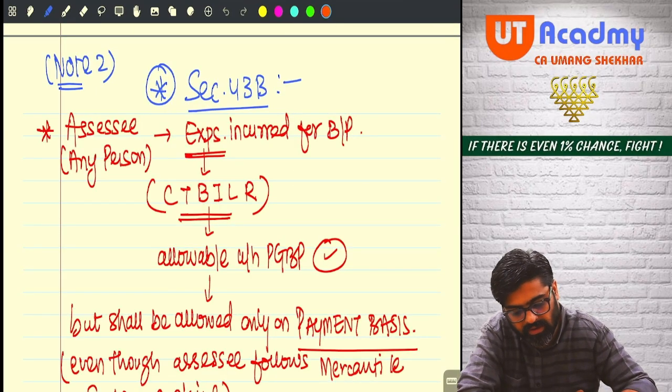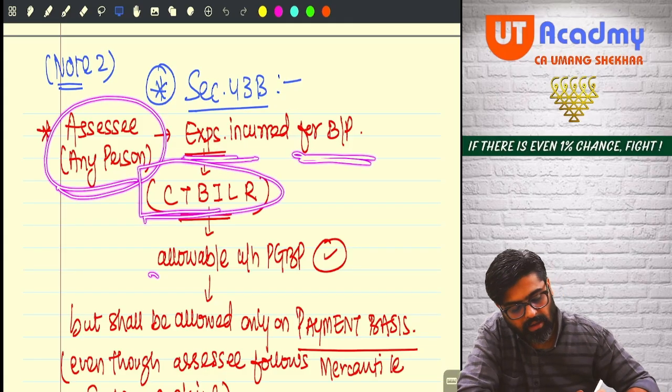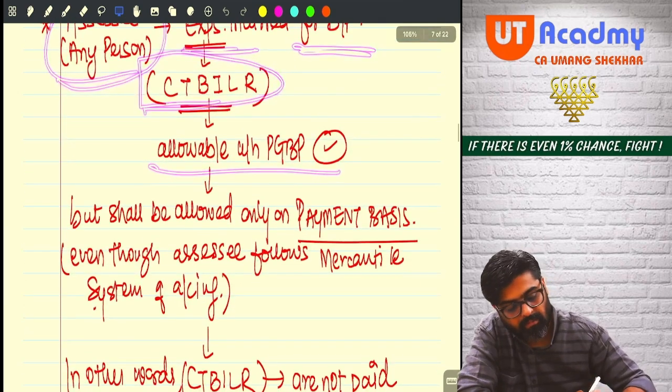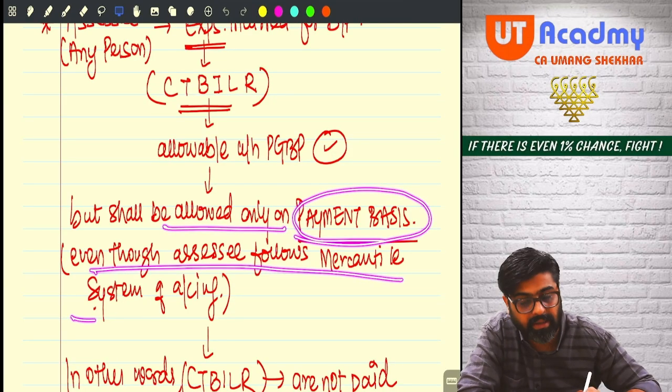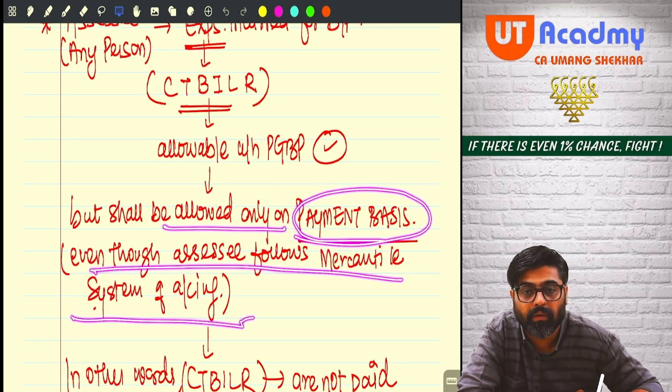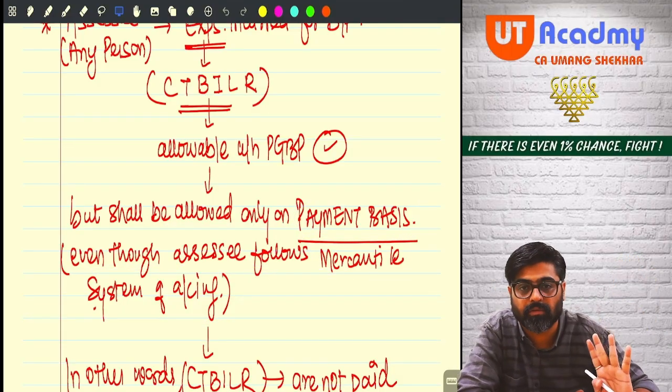Please pay attention. See here. If you are an assessee, you have incurred expenses for the purpose of business or profession, CTBILR. They are allowable under the head PGBP, but shall be allowed only on payment basis, even though the assessee follows the mercantile system of accounting. Claim all the expenses on due basis, but not these expenses.